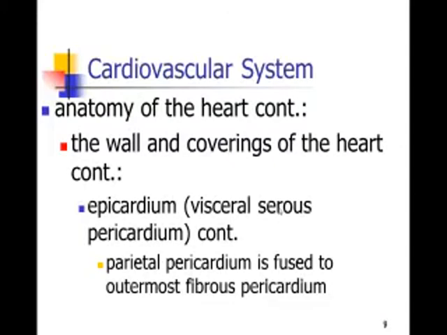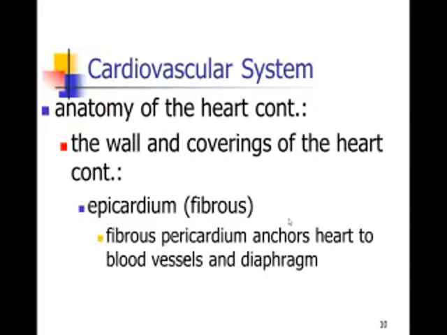Then the parietal pericardium is going to be fused to the outermost fibrous pericardium. The fibrous pericardium is sort of an unusual part of the coverings in the thoracic cavity, in that most of the pleura, for example, are all epithelial tissue, but the fibrous pericardium is more like connective tissue, and it's strong.